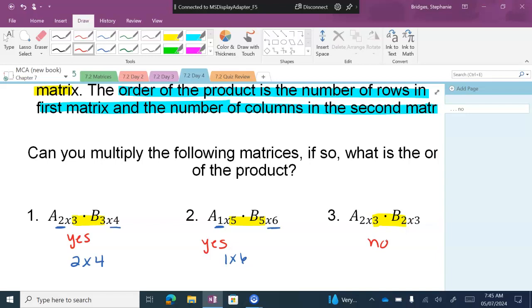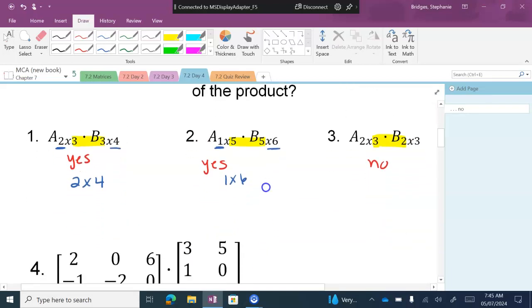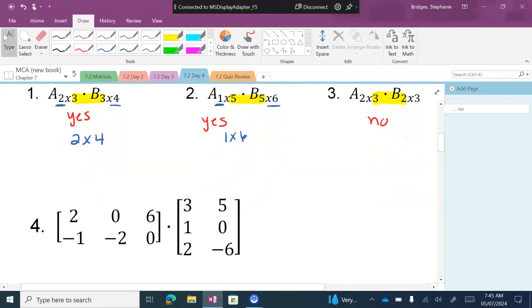All right, if you will, take a minute, write down those two matrices. We're going to decide first, can we multiply? If we can, then we'll go through exactly the same process as we did yesterday. Sometimes it's just a little bit longer because you have more terms.